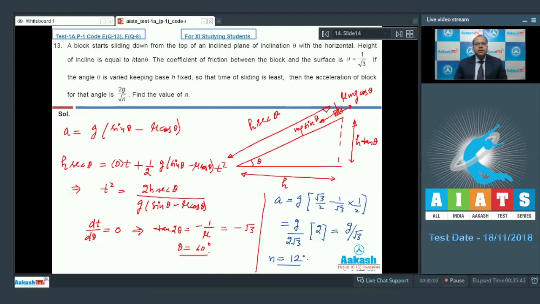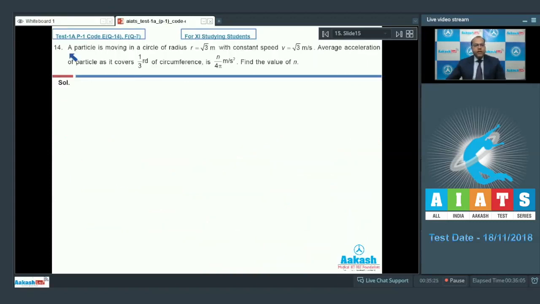Let's move to question number 14. In question number 14, a particle is moving in a circle of radius r equal to root 3 meter with constant speed v equal to root 3 meter per second. Average acceleration of the particle as it covers 1/3 of the circumference is n by 4 pi meter per second square. Find the value of n.